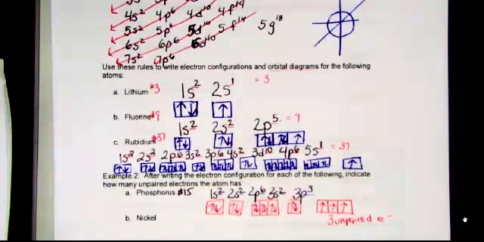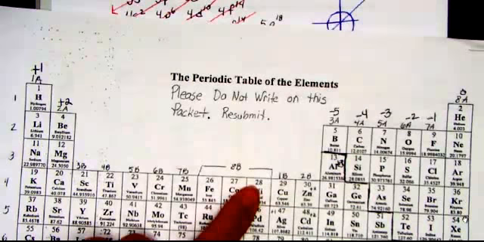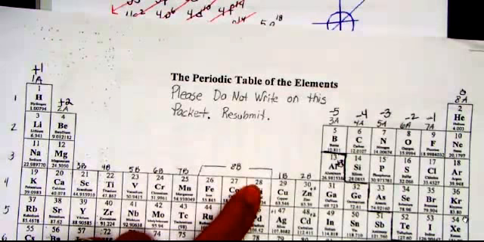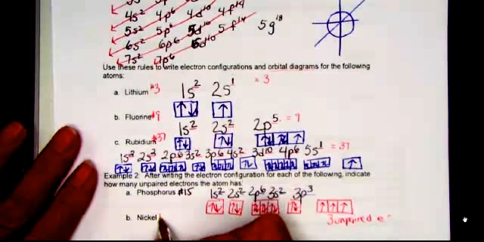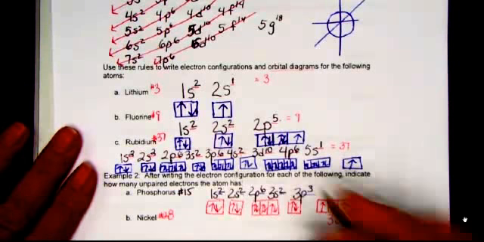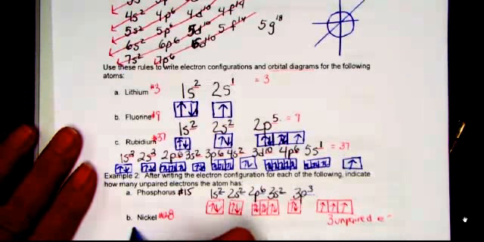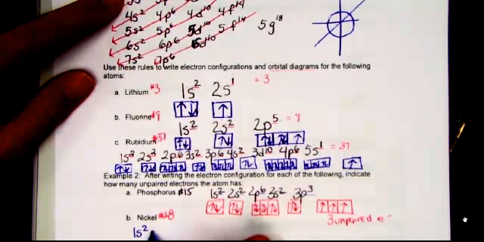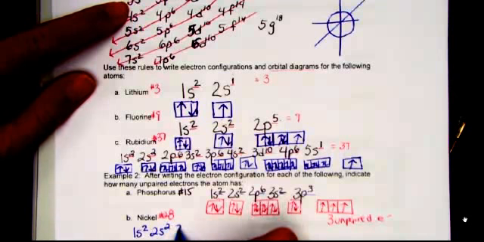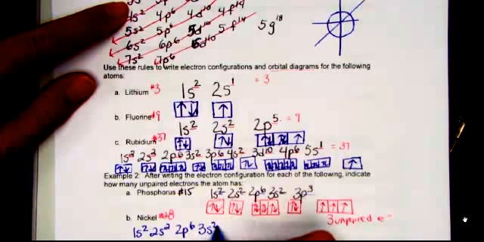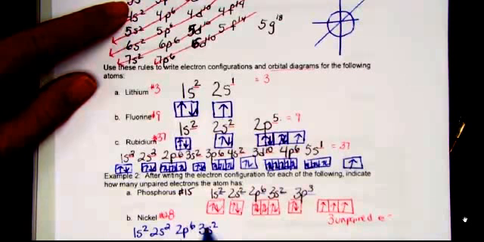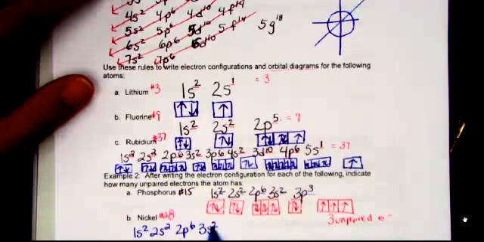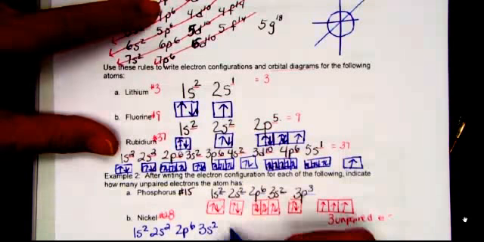Let's write for nickel. Nickel is number 28. We have 28 electrons to write for. Starting with the lowest energy level, the 1s2. After the 1s2 fills, we fill the 2s. After the 2s fills, we fill the 2p, then the 3s. Let's count. We're at 10, 11, 12. After 3s, we hit the 3p.